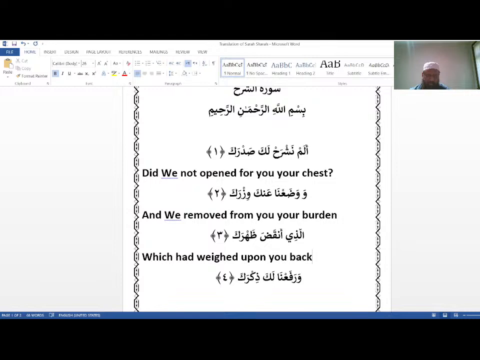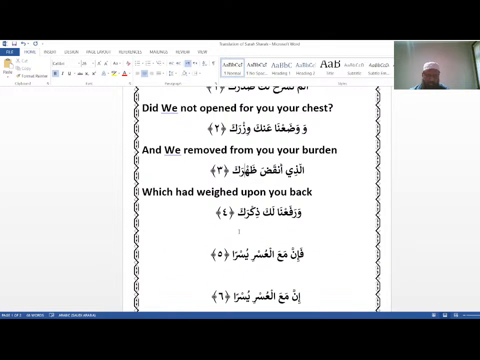Any word that gives us the upon meaning, no, there is not any word with the upon meaning, but أنقض ظهرك in English, it makes sense if you put upon: which had weighed upon your back. And that heavy thing, that burden, وضعنا عنك وزرك, we've removed it. And again, we try to translate word to word. Ayat number 4.